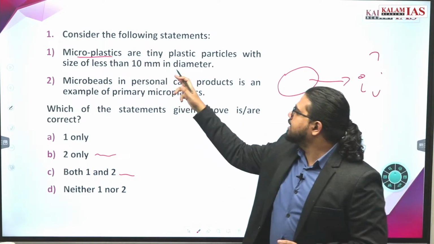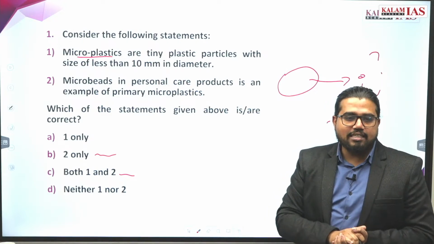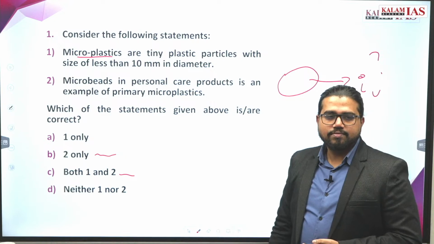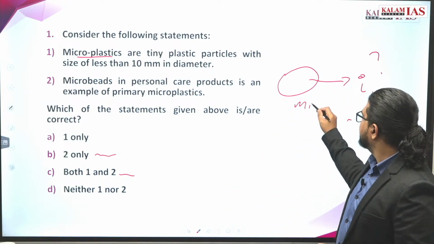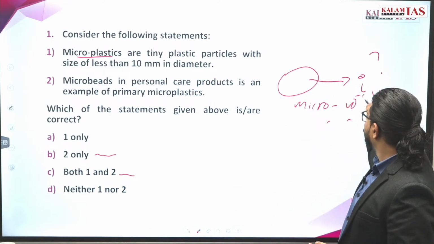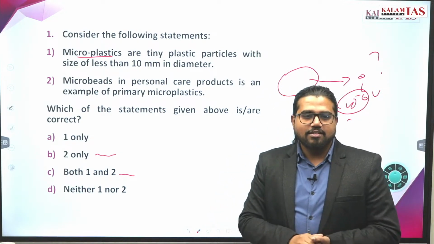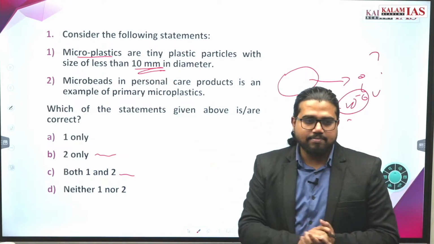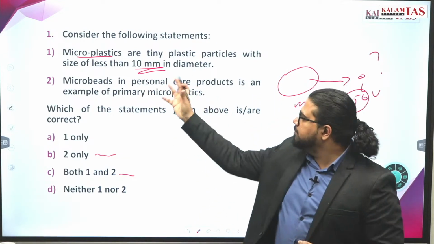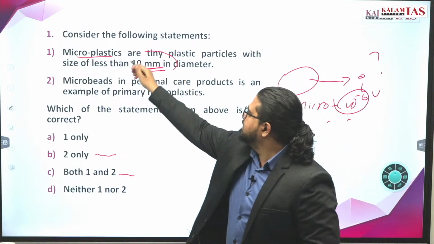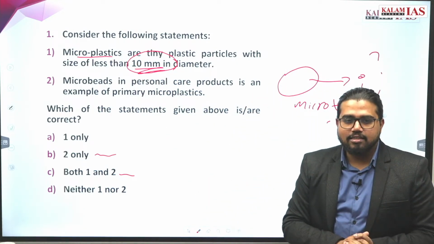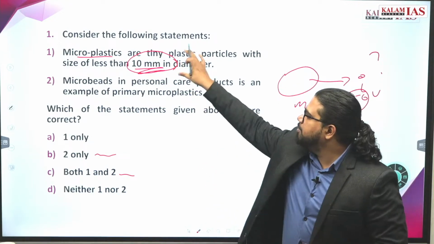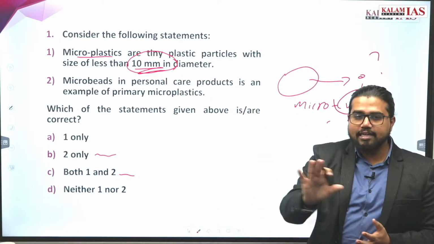Now you don't know exactly whether the size is within 10 centimeter, 10 millimeter or not. Micro, you are relating to 10 raised to minus 6, in that range it will come. So it should not be 10 mm. Whatever it is, there is very specific data. Whichever examiner is making this question, it's very easy to make a wrong statement in this. Wherever you see data or a very specific fact, there is a high probability it can go wrong. That should strike your mind.